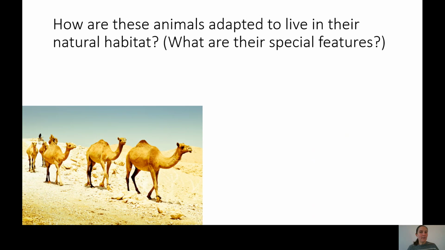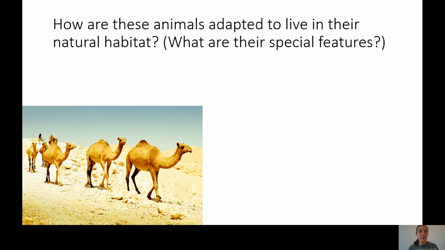So, I think one of the most obvious examples of an animal being adapted to its natural habitat is the camel. So we're going to just start with that to ease ourselves in. So we were talking about adaptation being animals having special features. So I'd like you to have a little think. How are these animals, how are the camels adapted to live in their natural environment? What are their special features which enable them to essentially live in a desert?